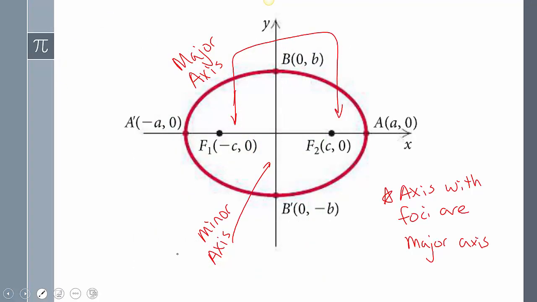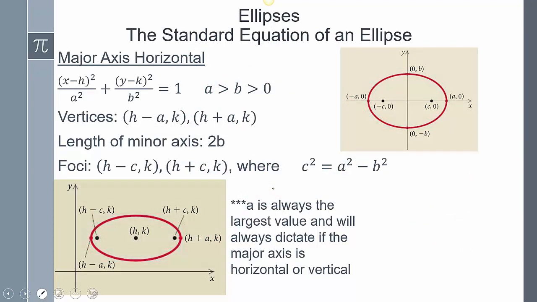Now when it comes to this ellipse, this is where my center is 0, 0 here. The axis with the foci are going to be the major axes. So since this represents my foci here, these are my major axes. No foci on here, these are my minor axes. And so we're going to have to find what our major axis is to be able to determine how we're going to lay everything out.